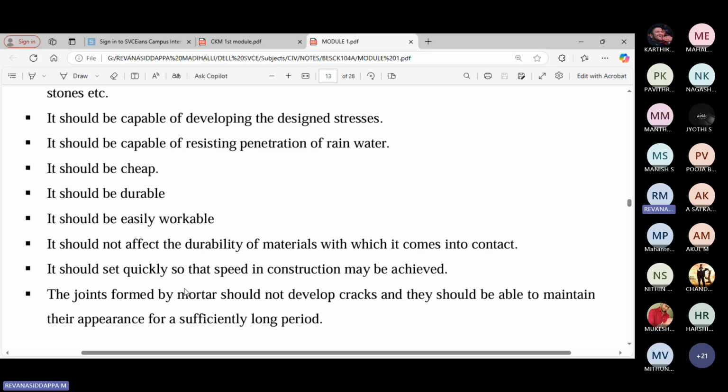When it comes in contact with the layers of the bricks, it should not reduce their life. That is one of the requirements of good quality mortar.